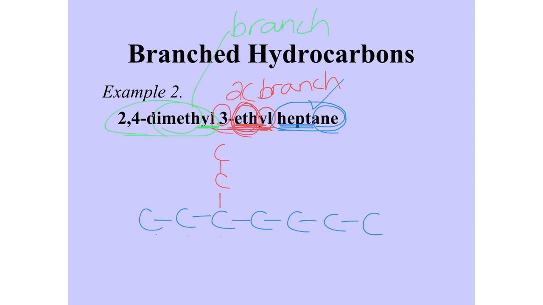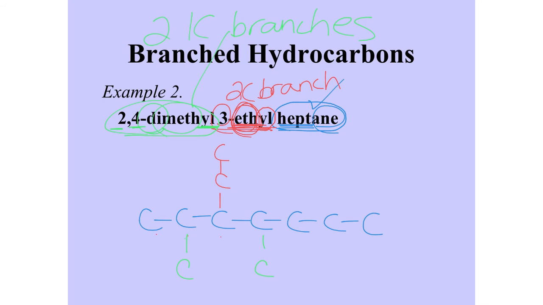Meth tells me how many carbons are in my branch, so meth correlates to 1 carbon. Di tells me I have 2 one-carbon branches off of the second and off of the fourth. So off of the second carbon we have a methyl, and off of the fourth we have a methyl. It doesn't matter if you point those up or down, but we only have 2 total.